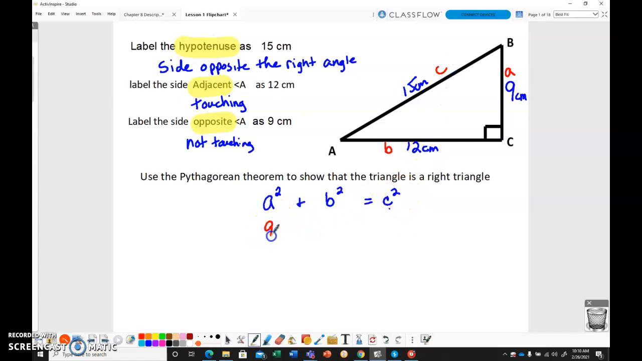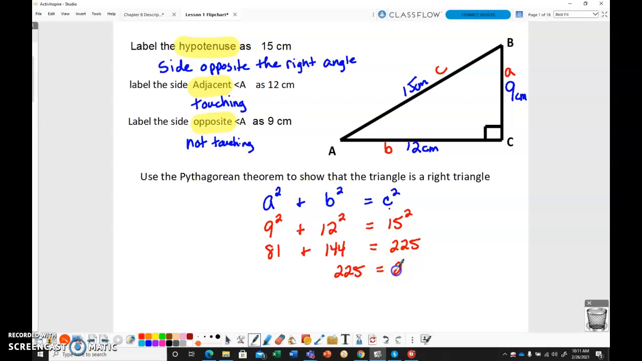So A is 9, B is 12, and C is 15. So I'm going to go ahead and square those individual pieces. So that gets me 81, 144, and 225. And when I add these two together, I get 225.